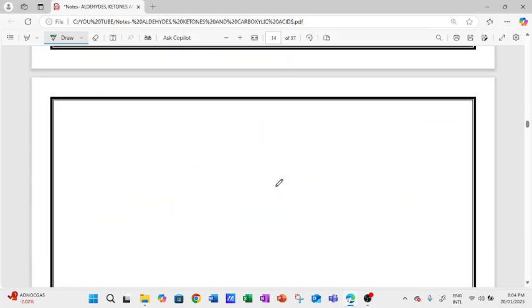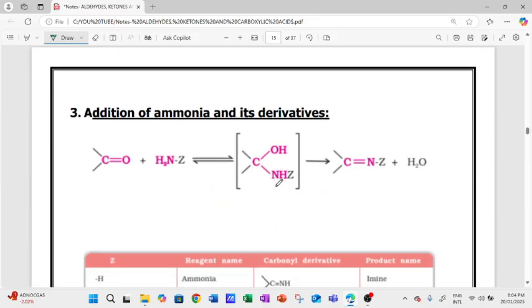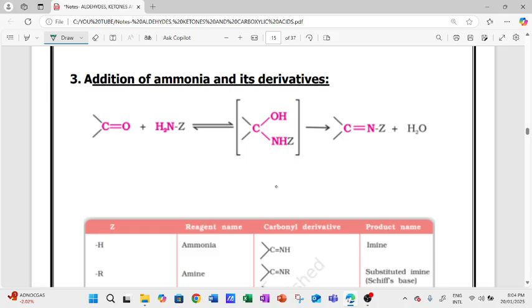Next is an important reaction, which is addition of ammonia and its derivatives. Ammonia, we know, is NH3. NH3 can be generally written as NH2H because there are three hydrogens with the nitrogen atom. So while we write the general formula to understand the reaction, instead of this H, we can write Z. The Z can be any of the substituents.